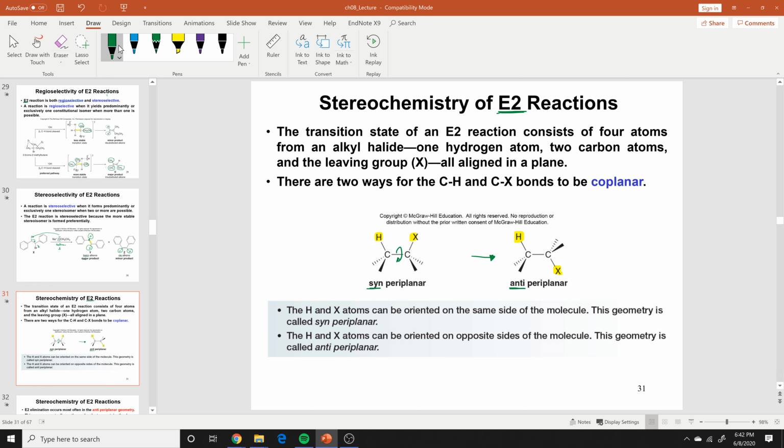With cis and trans, there's no rotation, so you cannot go from cis to trans. And with cis and trans, you do have a carbon double bond carbon in there to be called cis, and again a carbon double bond carbon in there to be called trans.